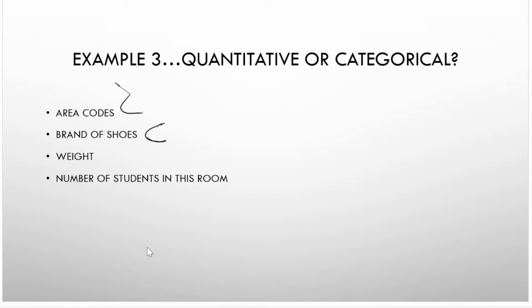Weight. Quantitative, right? I could definitely add and subtract those, find the average. Number of students in this room. Definitely quantitative, right? I can count you guys. It gives me a number answer. I could take the average over several class periods. I could see what my attendance is on average in second period.